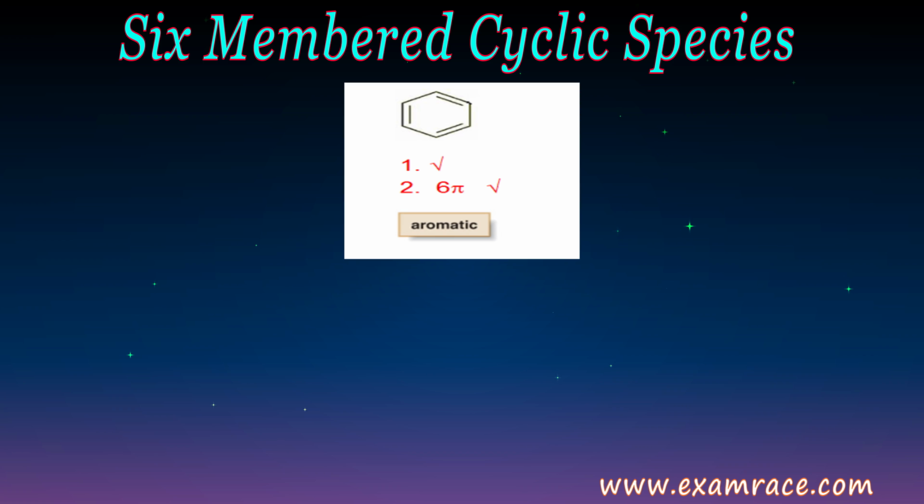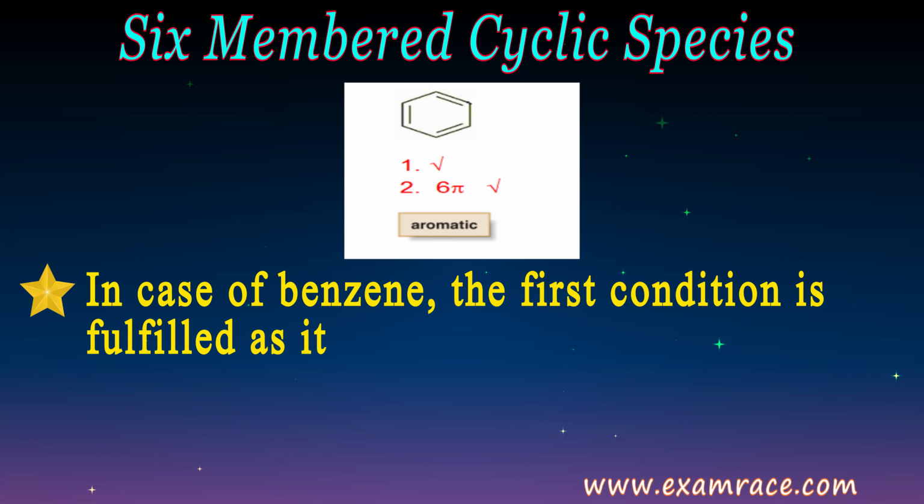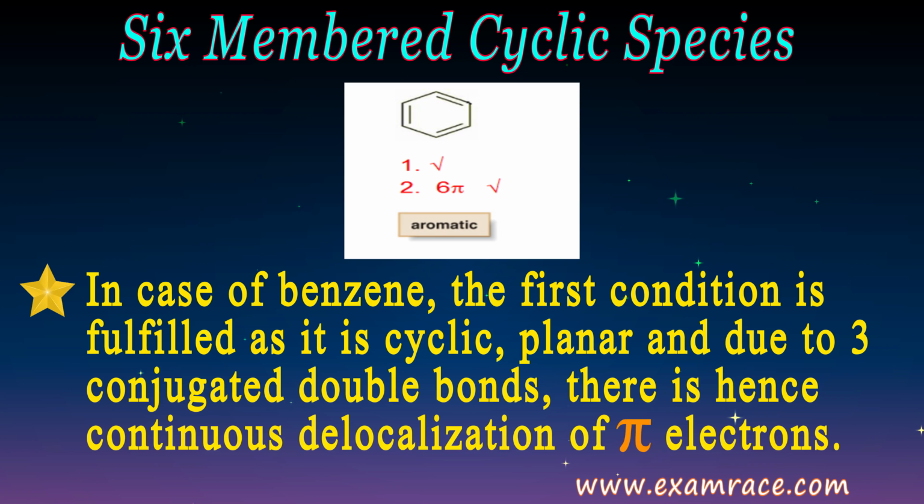So as we know, there are two conditions for aromaticity of a compound. First condition is the compound should be cyclic, planar, and it should have conjugated double bonds. And the second condition is that the compound should have 4n plus 2 pi electrons. So now we will see whether the six-membered cyclic species are fulfilling these conditions or not.